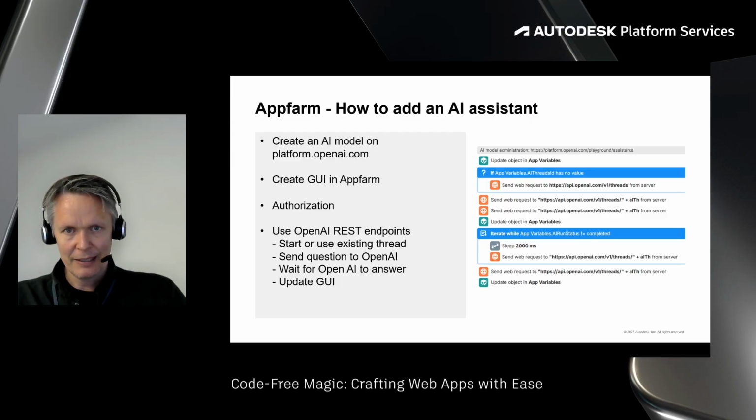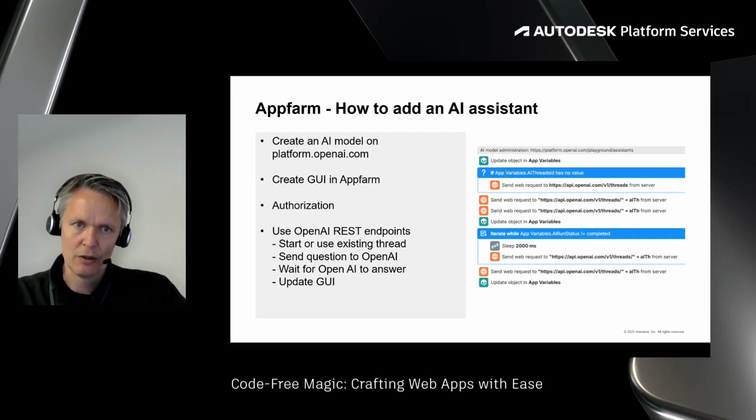Once your user interface is ready, you'll need to handle authorization. This step ensures that your application can securely communicate with the OpenAI server. You typically need to generate API keys and configure your application to use them. With authorization in place, you can start using OpenAI REST endpoints to interact with your AI model.